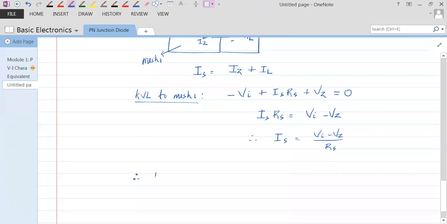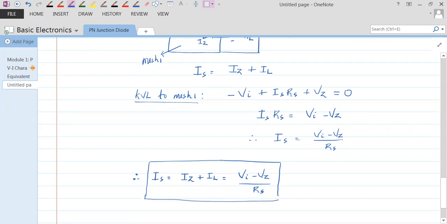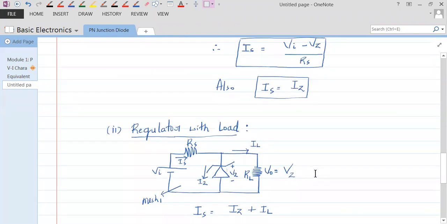So we can write Is, that is Iz plus IL, equal to Vi minus Vz by Rs for the regulator with load. This is how the equations look for the no load condition and the with load condition. Fine. Now understand this. The total current should not exceed Iz max.